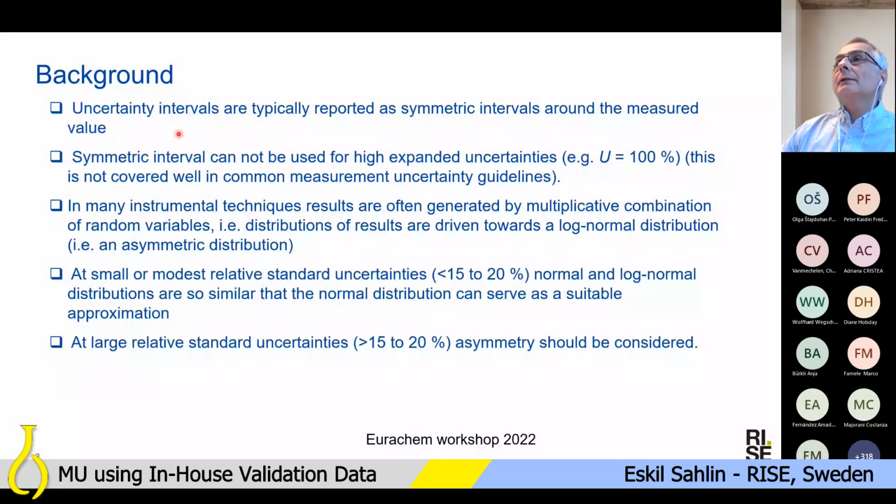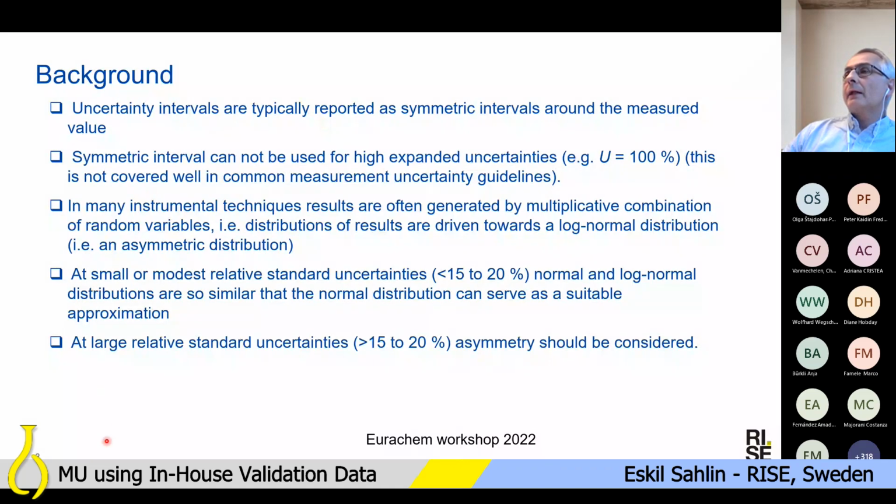I will give some background by making a couple of statements. Uncertainty intervals are typically reported as symmetric intervals, and these symmetric intervals, as we've heard in the previous talk, cannot really be used for high expanded uncertainties. For instance, when we have an expanded uncertainty of 100%, it's very unreasonable to have a symmetric interval. This is not covered well in common measurement uncertainty guidelines. It is covered in the Eurachem sampling uncertainty guidelines, but in other types of documents, I think this is a missing topic.